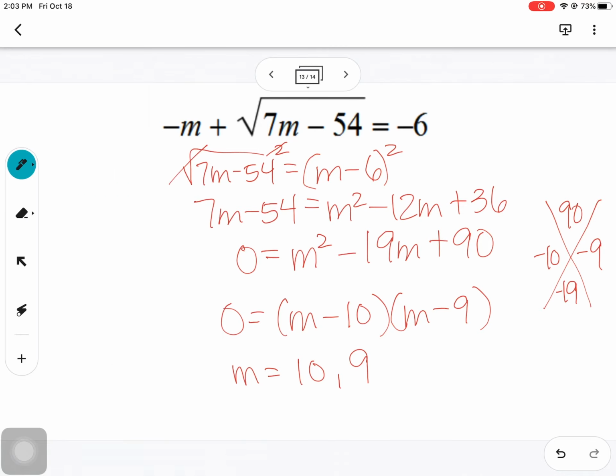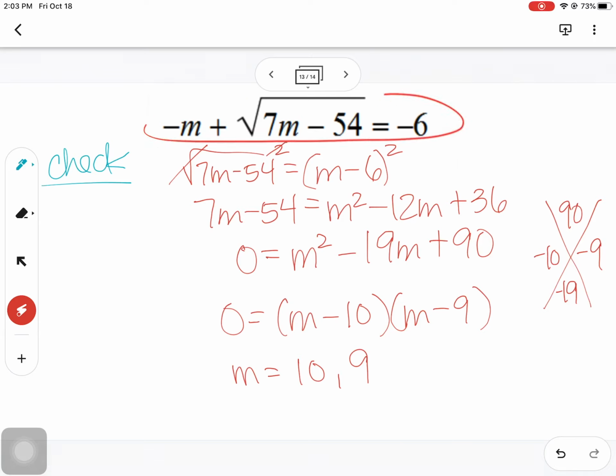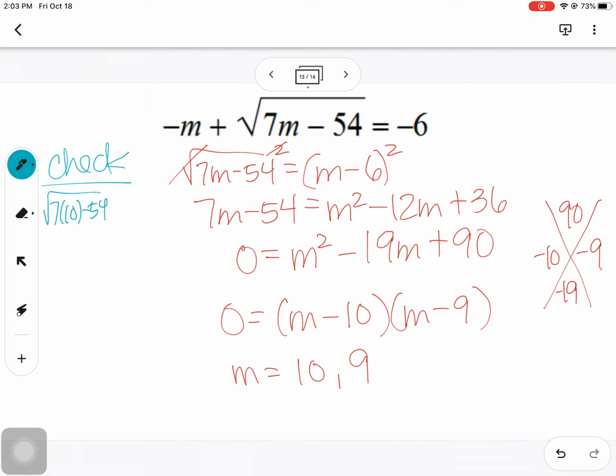Remember though that you are not done just because of that. Since you squared both sides, there's a chance that our answers don't work, so we need to make sure before we finish. When you're plugging them back in to check, you can either check in your original or you can check in the problem before you squared it. So if I, for example, check here, you're making sure that the square root of 7 times 10 minus 54 is equal to whatever 10 minus 6 is, and that 7 times 9 minus 54, when you square root that, is equal to 9 minus 6.